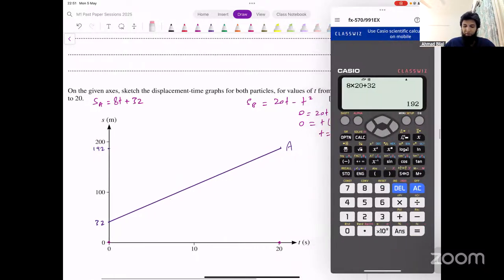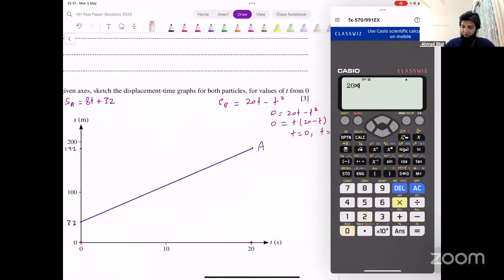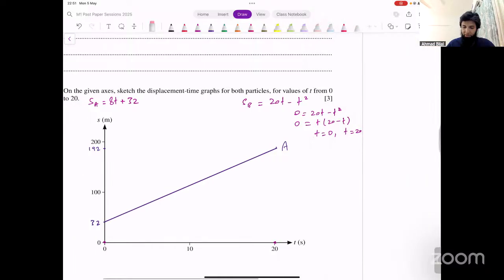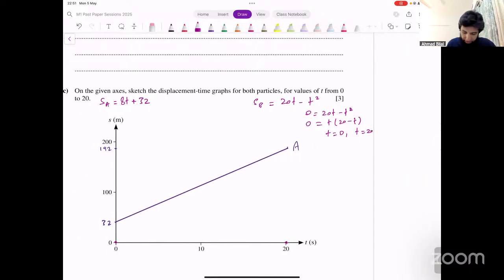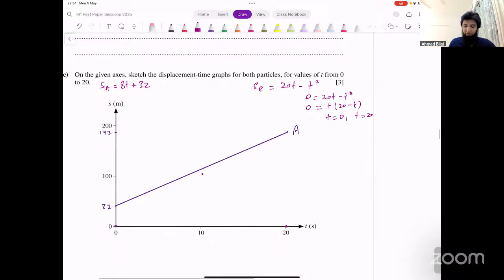What's the value of displacement when time is equal to 10? 20 into 10 minus 10 squared. That's 100. So at time equals 10, the value for displacement is going to be 100. So the graph looks something like this.